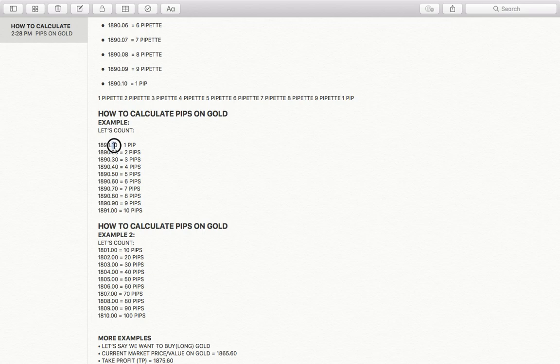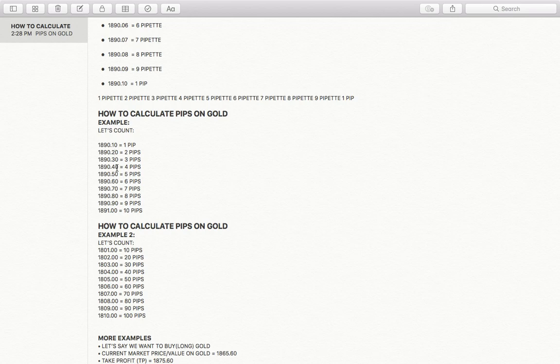So now from gold, this is where 1 pip movement starts, right? So you need to understand this. So when 1 pip moves, 2 pips move, 3, that's 3 pips, as you can see. 4 pips. We count together, right?